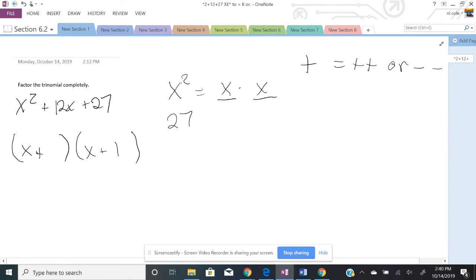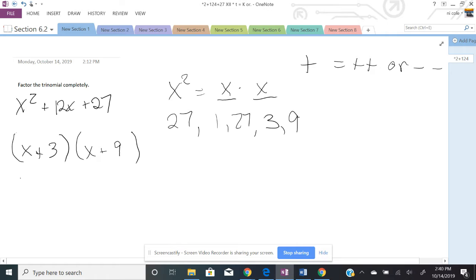How do we make 27? What are our factors of 27? Well, there's 1 and 27. There's 3 and 9, and that's the extent of it. So when I factor, I typically go for the pair that's the closest together. So I will put in 3 plus 9, and I will FOIL this out.